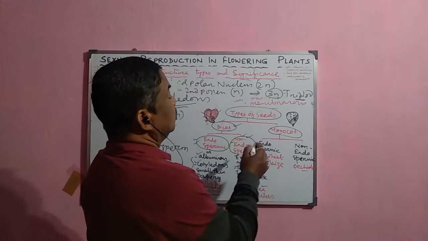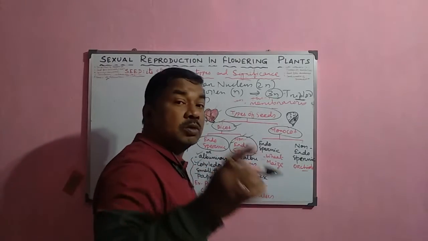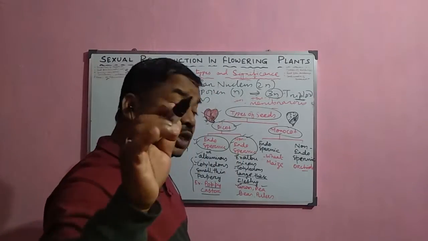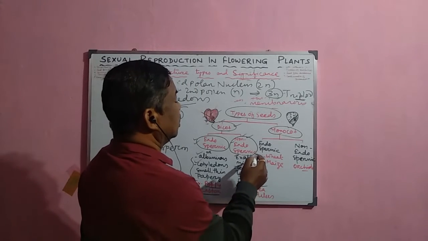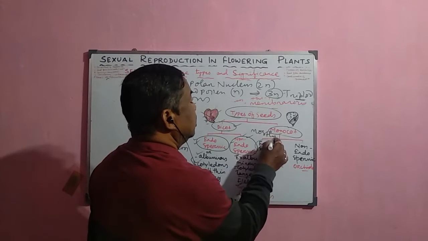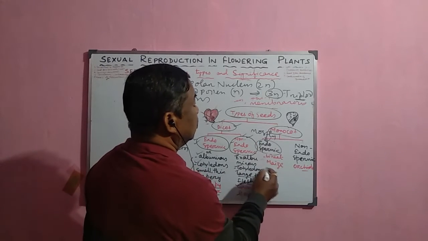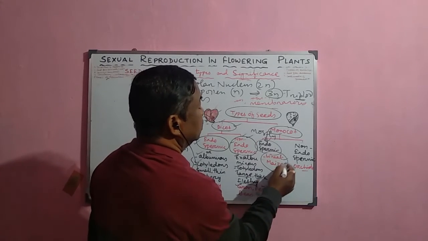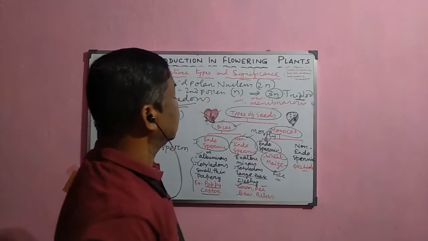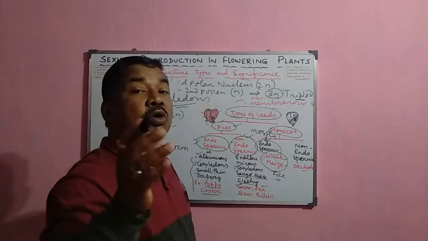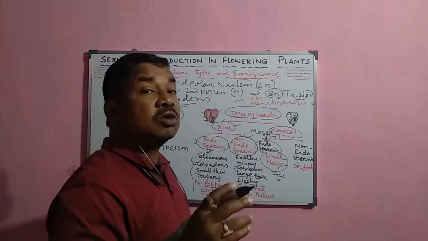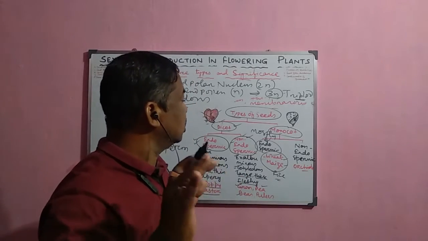Next, the monocot. When only one cotyledon is there, then it is a monocot seed. These monocot seeds are normally endospermic seeds, mostly endospermic in nature. The common examples are wheat, maize, rice. So these are common examples of monocot seeds, which are endospermic in nature. That means the endosperm is persistent, it is not completely consumed.